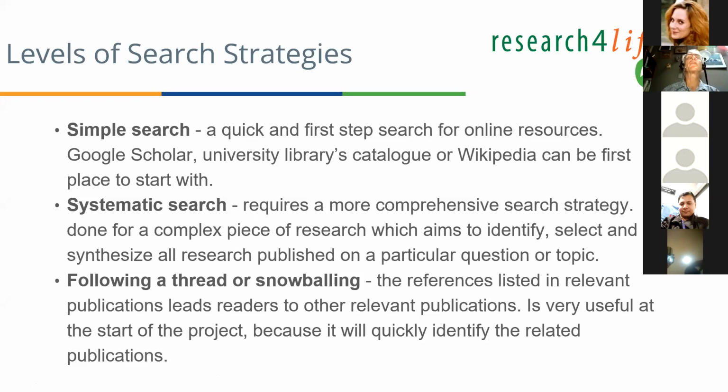Simple search, a quick first step for online resources. It could be in Google Scholar or a University Library's Catalog or even Wikipedia. Systematic search is more comprehensive, for a more specific research project, to identify, select, and synthesize all research published on a particular question or topic. Okay, again, following a thread or snowballing is when the references listed in the publications lead you to other resources. You read the bibliography of an article that is really on your topic and you see other resources that are very useful to build up your literature search before you do the research.